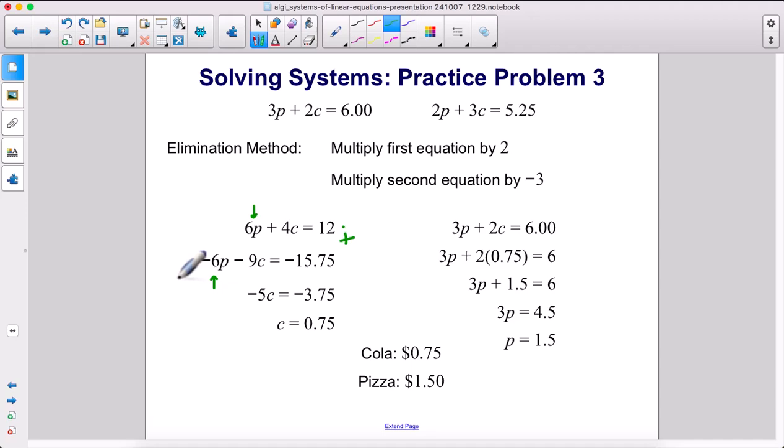Now when we add these equations together, the p's go away. They're eliminated. 4 plus negative 9 gives us negative 5c. 12 plus negative 15.75 gives us negative 3.75. Divide both sides by negative 5 to get the cost of the cola as 75 cents. Then we just pick either equation, plug in our value for c, and solve for p, which is $1.50.